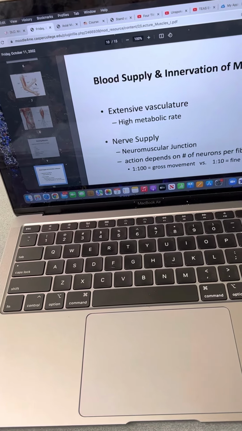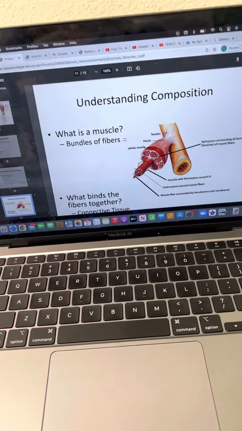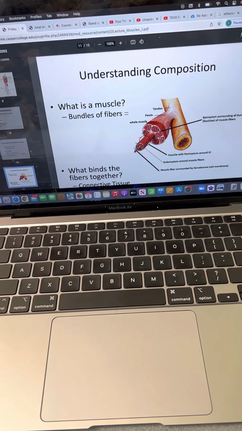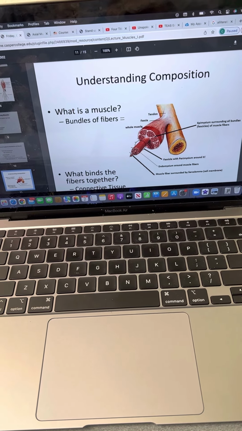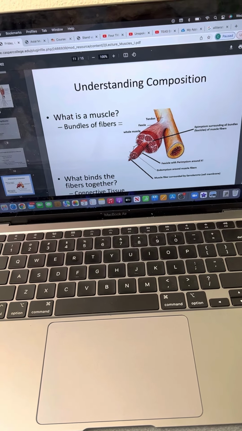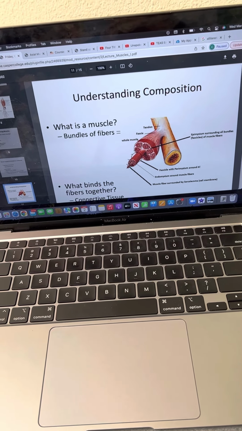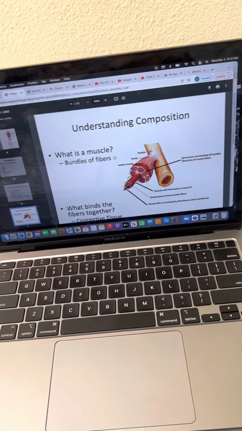Understanding composition. What is muscle? Bundles of fibers or cells. What binds the fibers together? Connective tissue binds the fibers together.